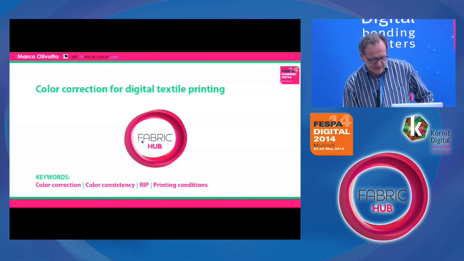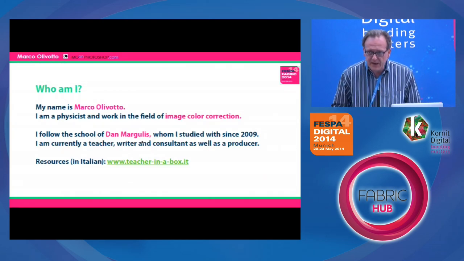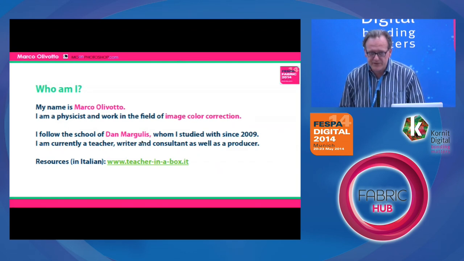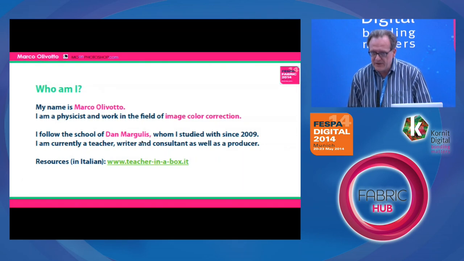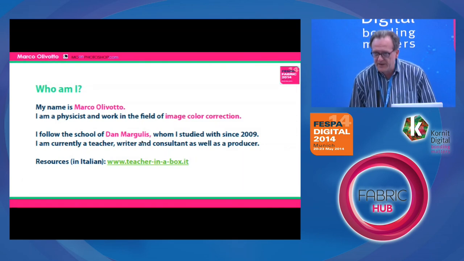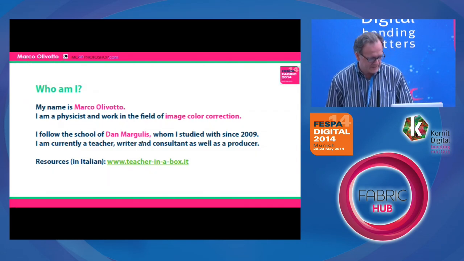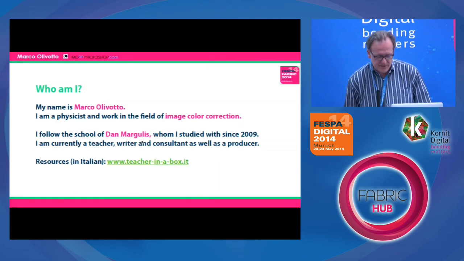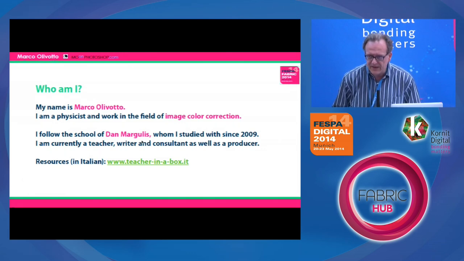Okay, so let me tell you first what I do, who I am. My name is Marco Livotto. I was trained as a physicist, and for some weird reason, I ended up working in the field of image color correction, and I do mean static images, not movies. That's a different kind of area. I was a student with Dan Margulis, this American guy who literally invented, or at least encoded, what we call color correction today.